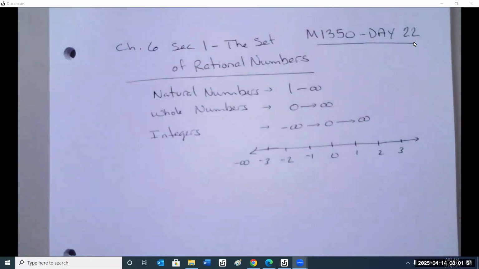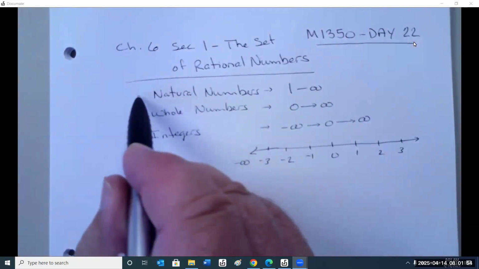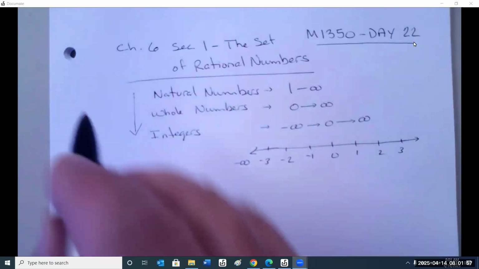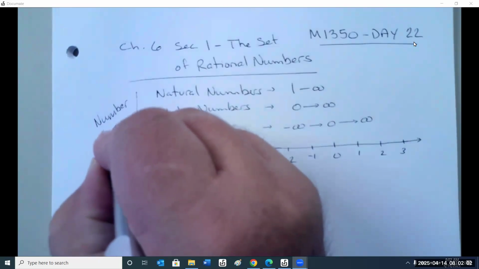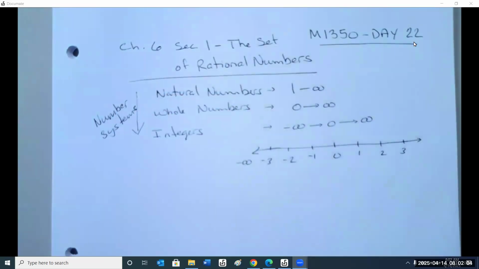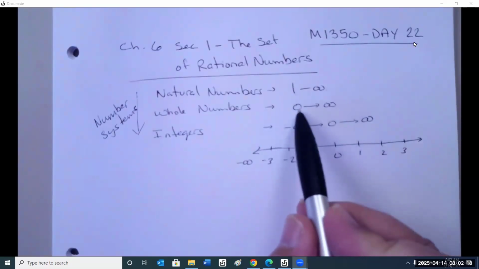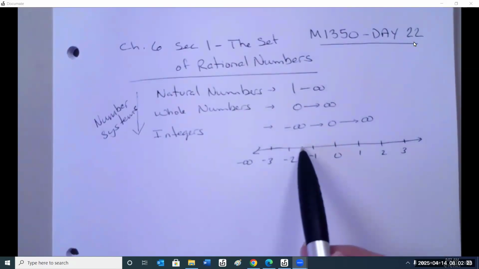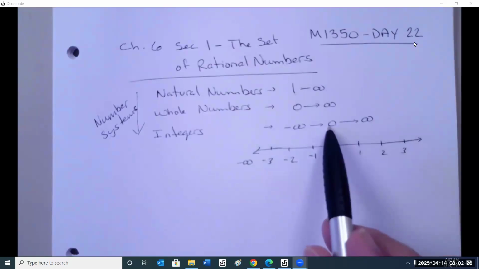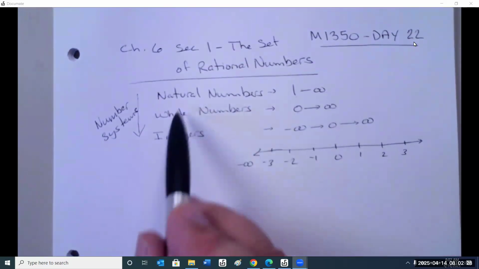If you're looking at this, one thing you can observe as we go through these number systems, these are called number systems, is that the number of things we're talking about increases. This one goes from 1 to infinity. This one has one more than that one because it has 0. This one has twice as many because it goes from 0 to infinity and it goes from 0 to negative. So it's twice as big as the whole numbers.